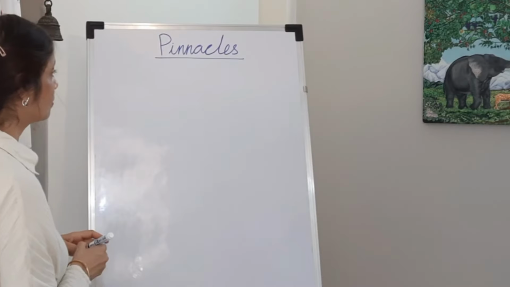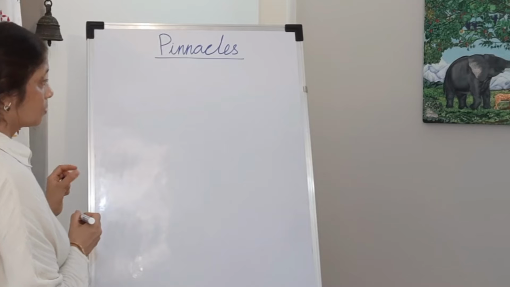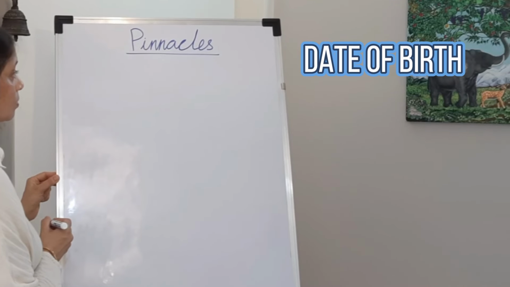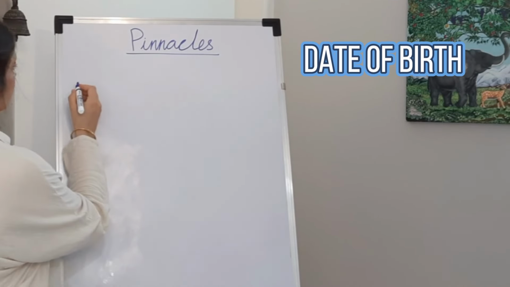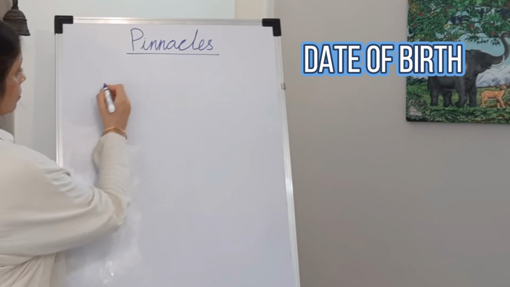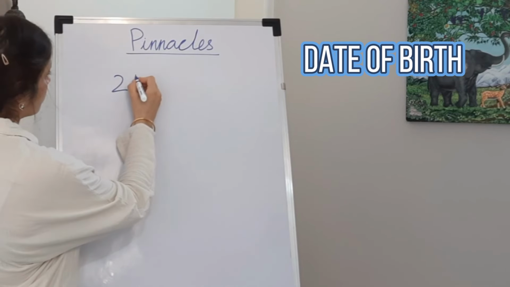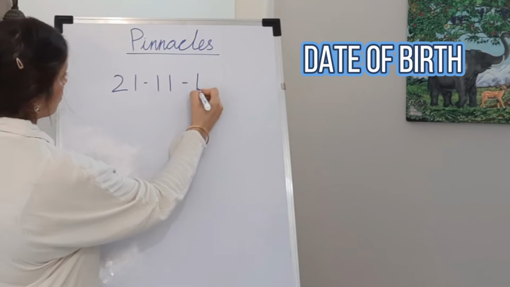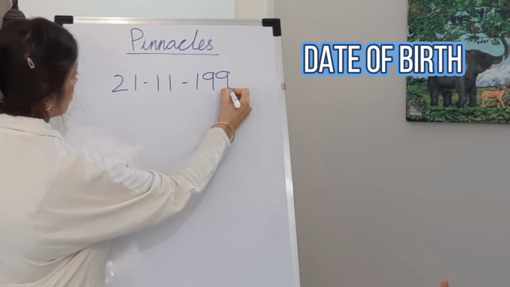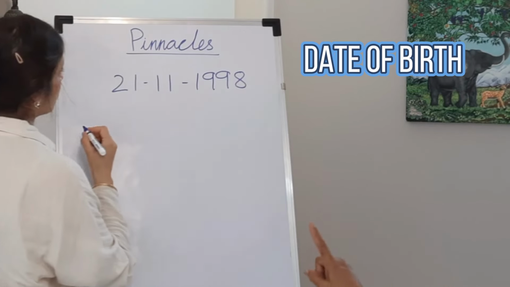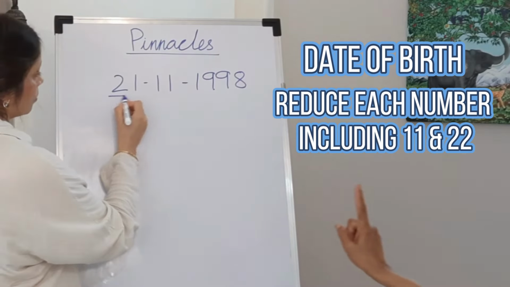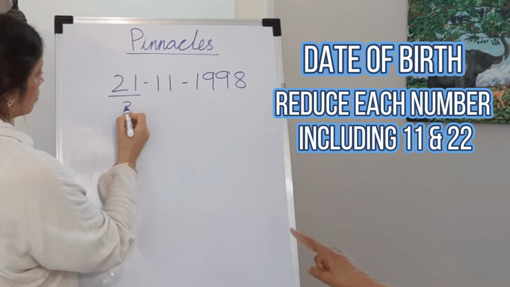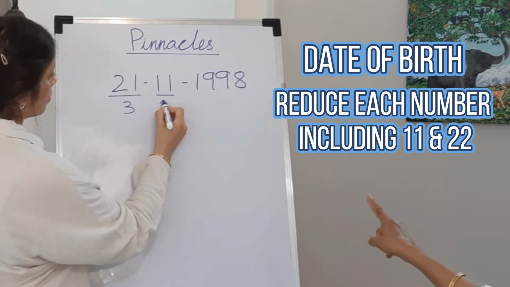To find the pinnacles, we are going to use the date of birth. Now let's take an example: 21st November 1998. The first thing we have to do is reduce each number to a single digit number, including the master number. So this becomes a 3, this becomes a 2, and this is a 9.